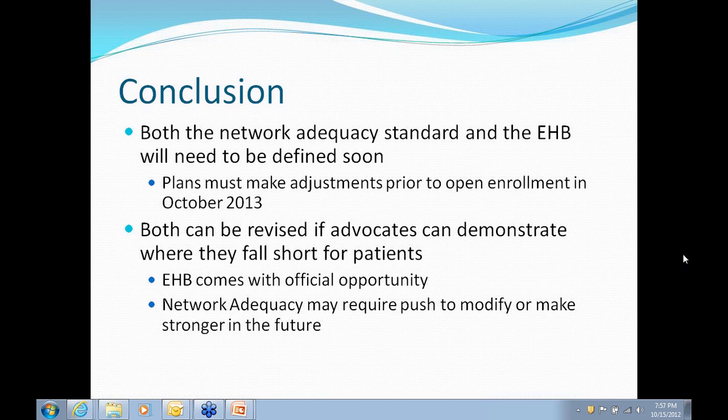Okay, I have another question from Jose that says, why would plans outside an exchange that exceed the adequacy standards be discouraged?